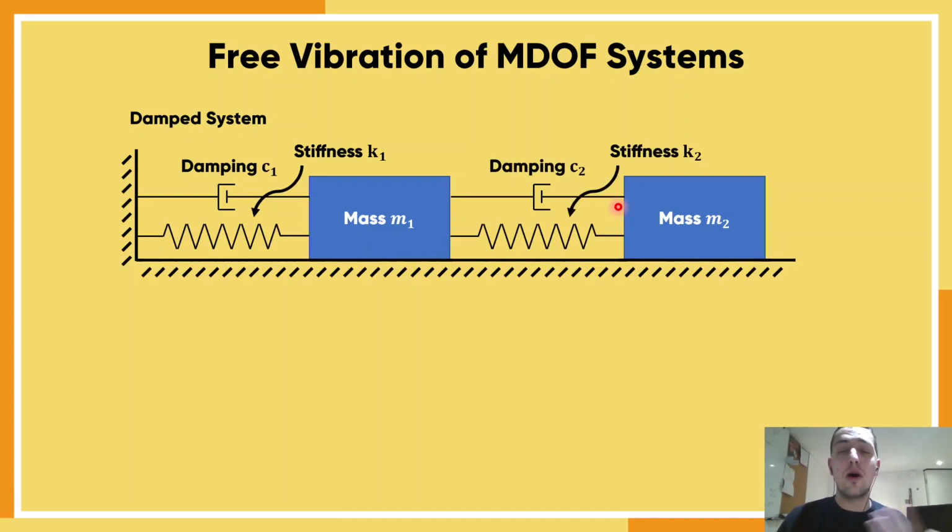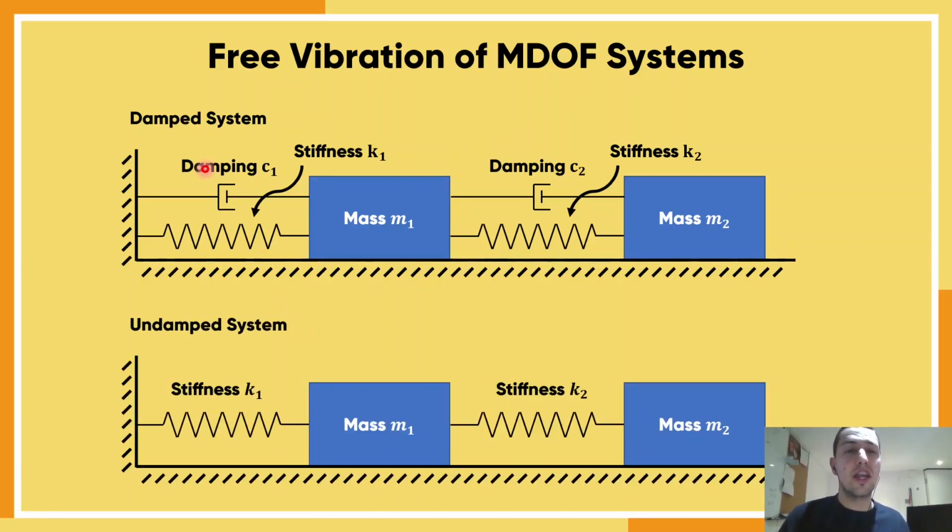Now, the same applies for mass 2. In between mass 1 and mass 2, there's also a damper, and there's also a stiffness. And this basically describes the damped system in a multiple degree of freedom, okay? Similar to what we did in the first video. We're going to get rid of the damping. Let's just analyze the undamped system. We kind of know what damping does to our structures, what things it affects, but it's just easier for the formulation if we consider the undamped system first.